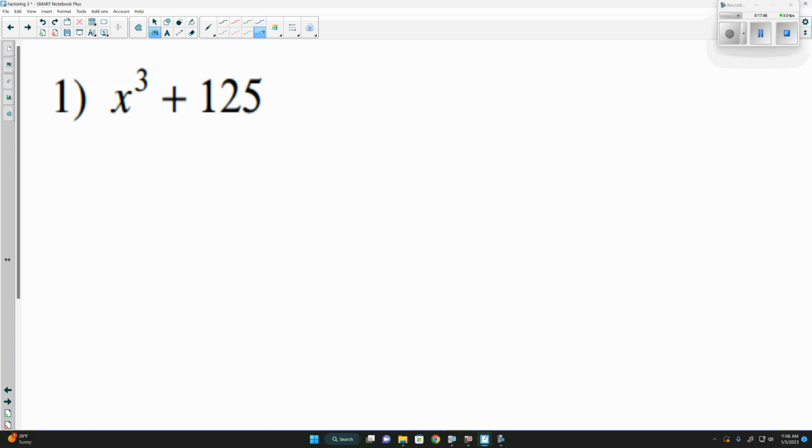So we look at this first one here, x to the third plus 125. Now our first main step is to check to make sure that the two terms are perfect cubes, that we can multiply it by itself 3 times. Now for x to the third, well, the cubed root of x to the third is x. Whenever the power and the index of the radical are the same, they simplify out.